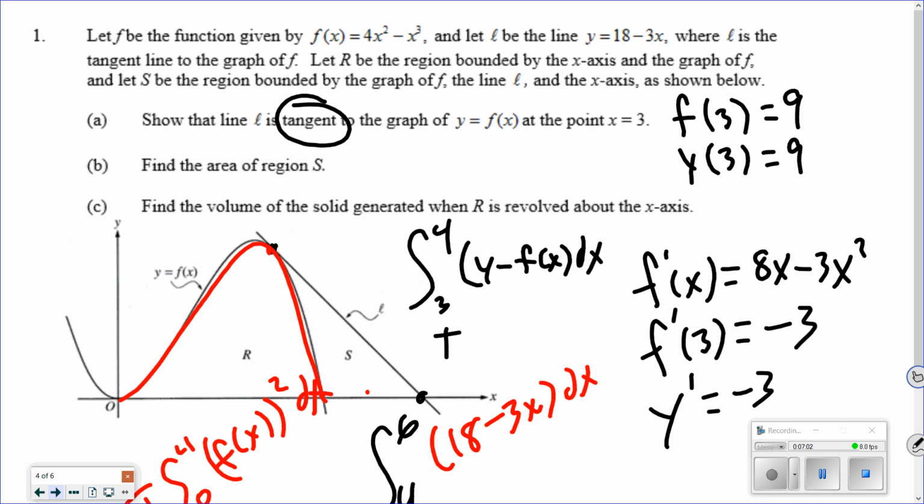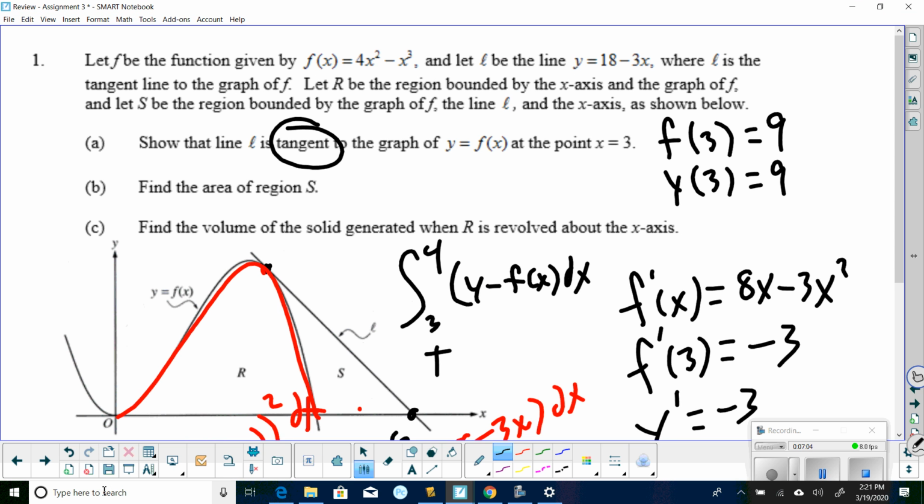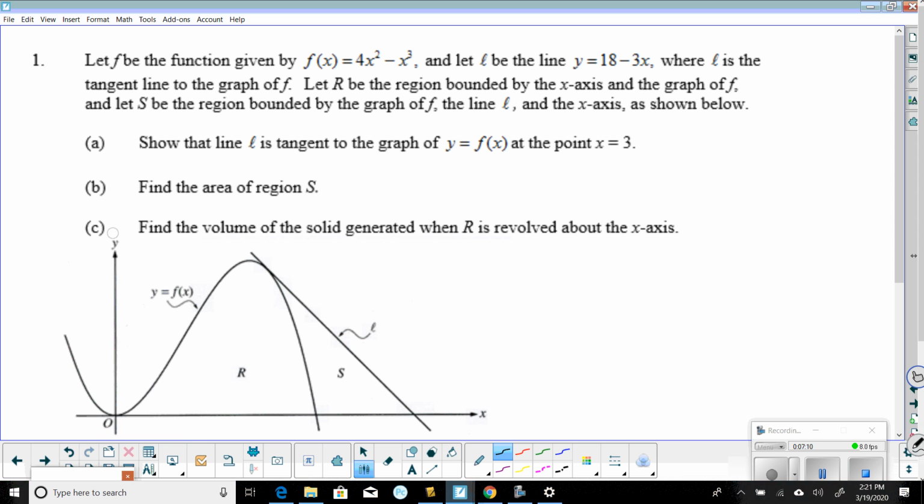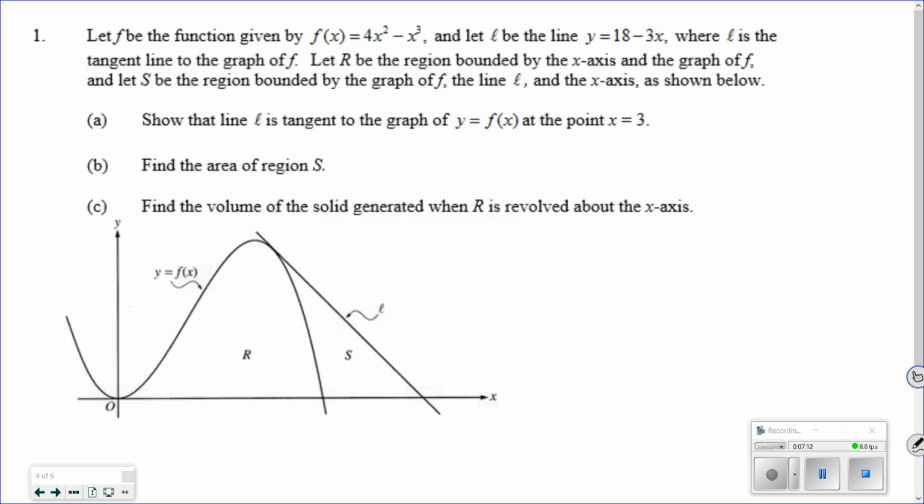Whoops, never deleted this one. So on this problem right here, this one I thought was a little bit tricky. A couple things I wanted to talk to you about. So it says show that L is tangent to the graph of f of x. So if L is tangent, it has to have the same slope. So we already know the slope of L is -3.